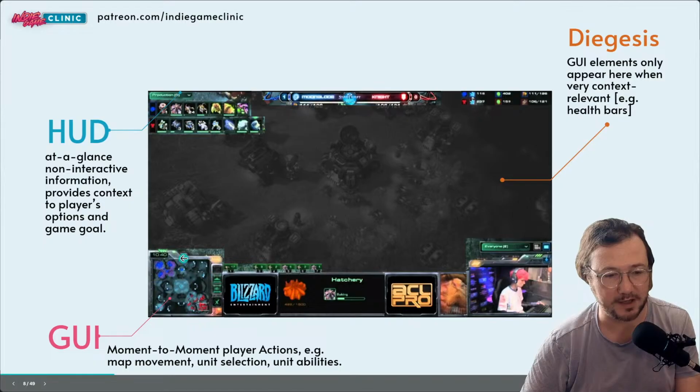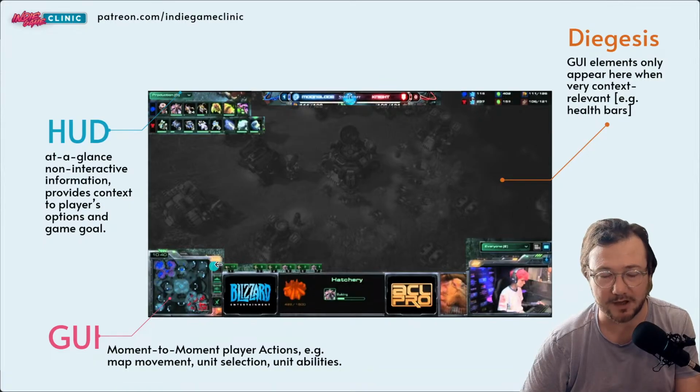The GUI is used for moment-to-moment player actions. Like in this case, I can click on the map and it moves the camera to that point of the map. There's unit selection stuff along here as well that I can click on. I don't think this is part of the game. I think this is... I don't know. I haven't played StarCraft in years. And then the diegesis is the game world, and there will be some interface elements in there, like health bars.